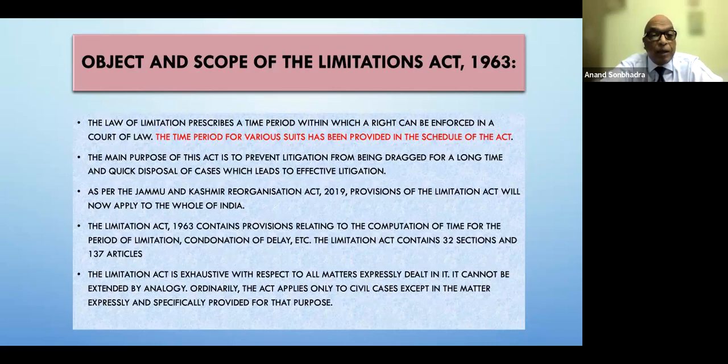litigation. As I said earlier, under the Jammu and Kashmir Reorganization Act 2019, the provisions of the Limitation Act will now apply to the whole of India, which means it will apply to Jammu and Kashmir. Earlier, it used to be applicable to the whole of India except the state of Jammu and Kashmir. Now it is the whole of India.